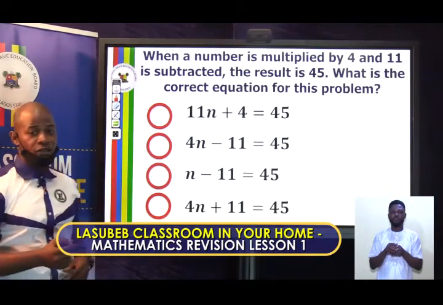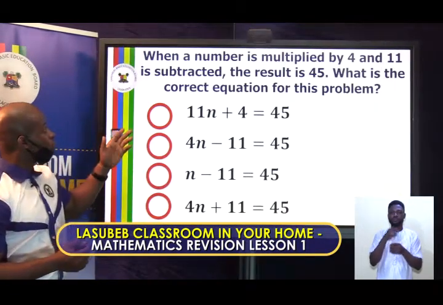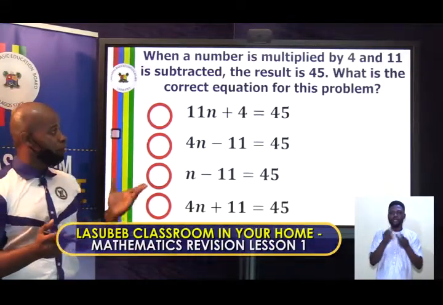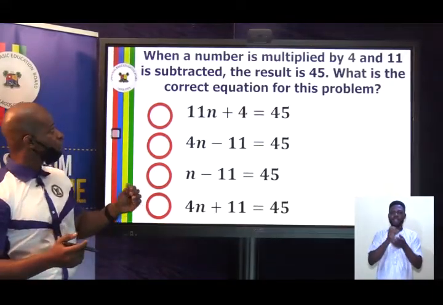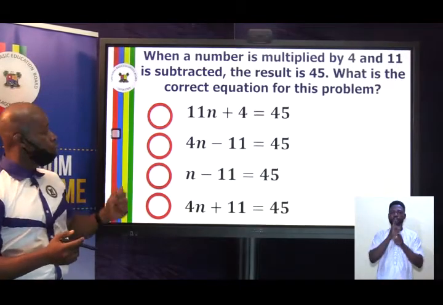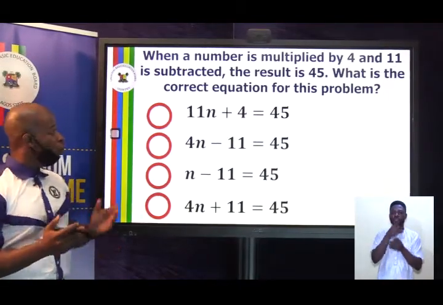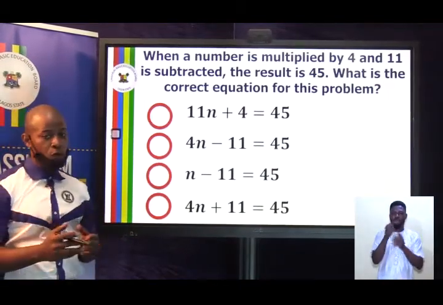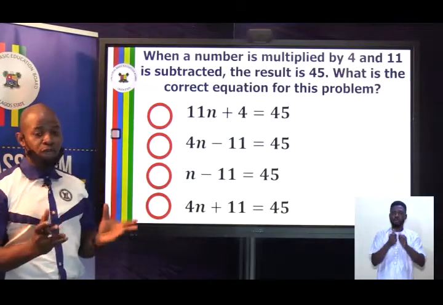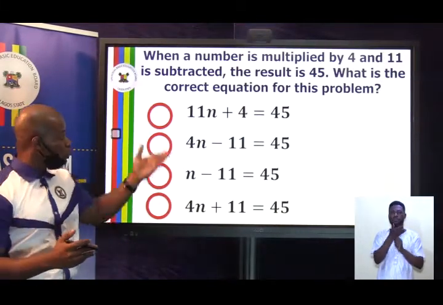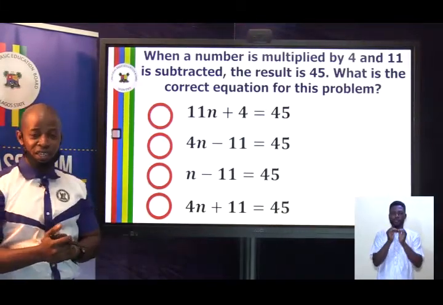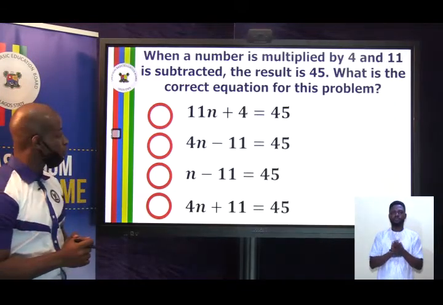Now read this carefully. The question says, when a number is multiplied by 4 and 11 is subtracted, the result is 45. What is the correct equation for the problem? You're just required to change that problem into an equation. Which of these is the correct equation? Study it quickly.